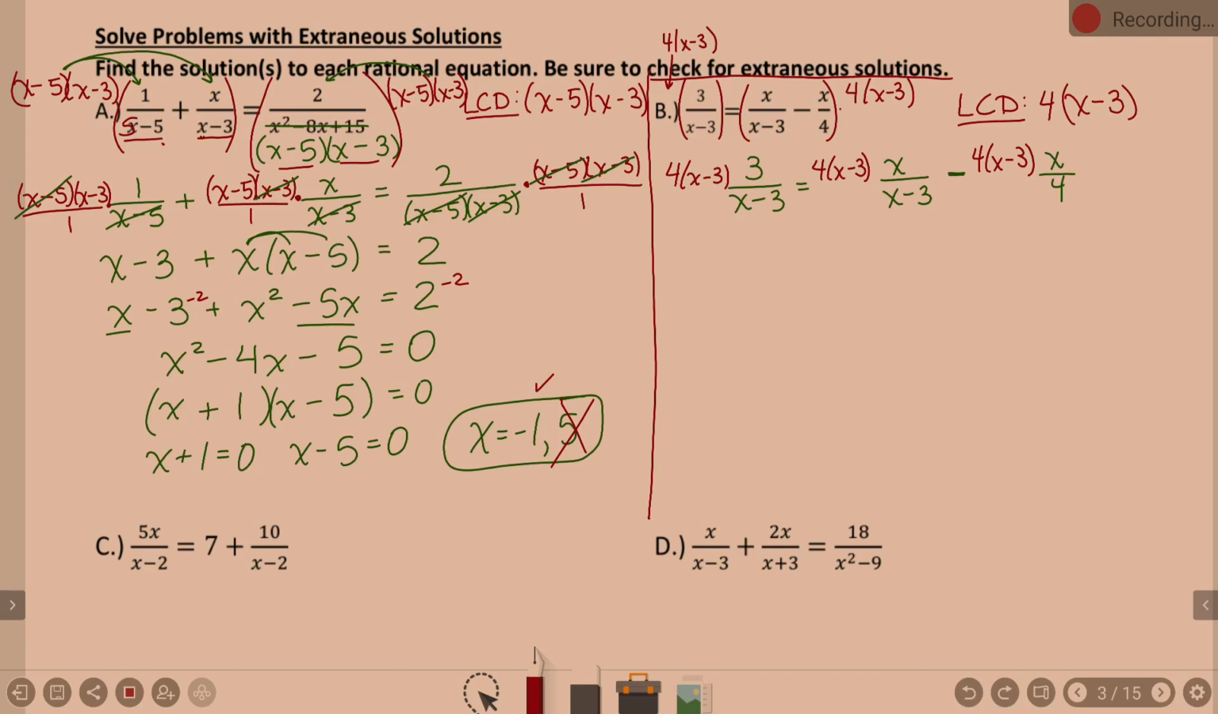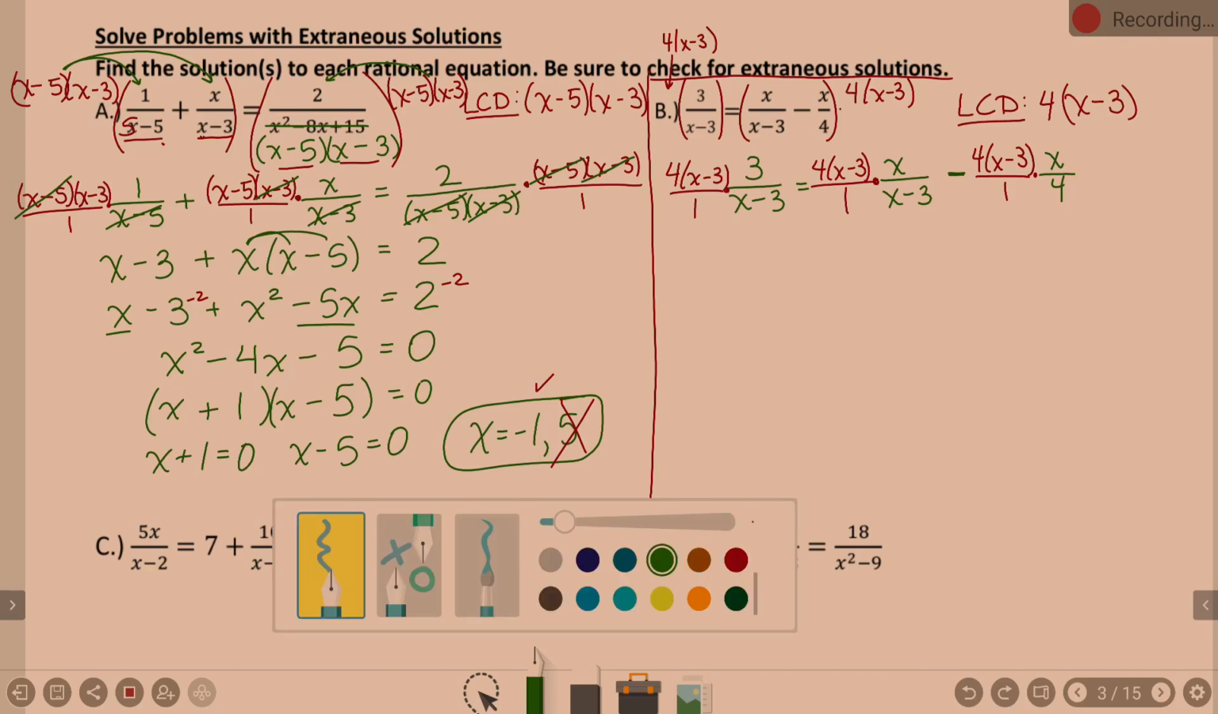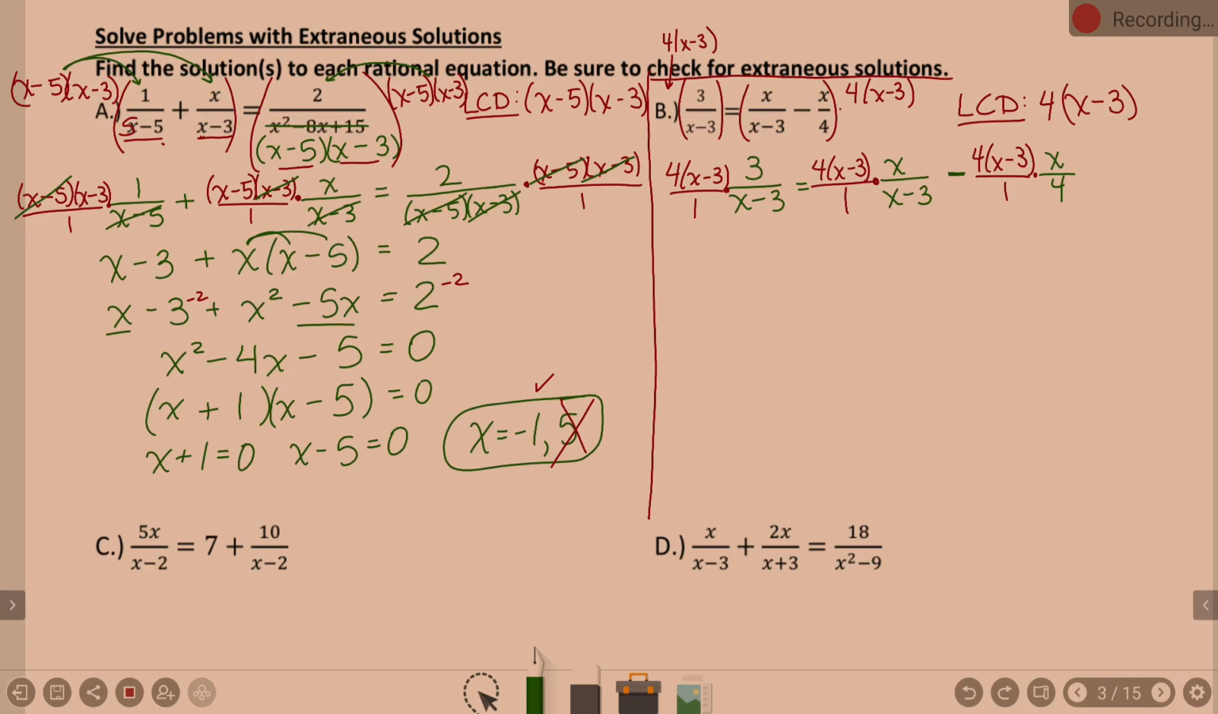And what do you know about all those 4 times x minus 3's? Put them over 1s to make them fractions. Okay. Now what? 4 times x minus 3 over 1 times 3 over x minus 3. What cancels? X minus 3 cancels with x minus 3, leaving me with 4 times 3, which is 12.